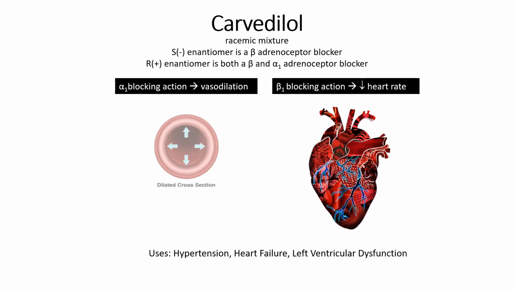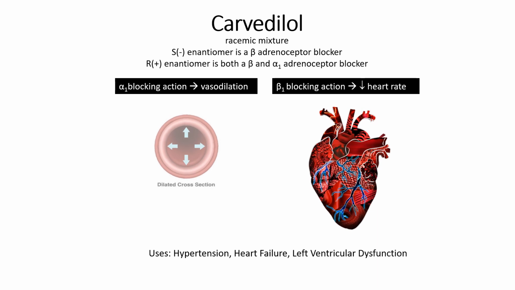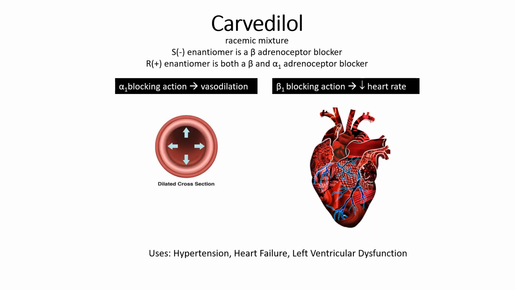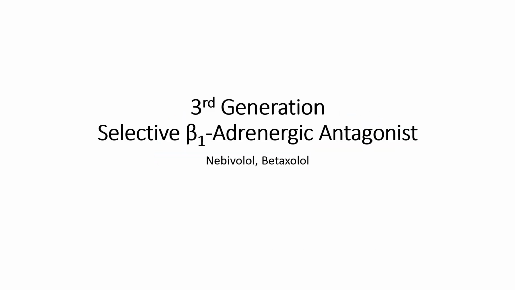Additionally, because it blocks the beta-1 receptors in the heart, it results in a decrease in heart rate as well as contractility. Mainly, carvedilol is used in the management of hypertension as well as heart failure and left ventricular dysfunction. And then we also have the third generation selective beta-1 adrenergic antagonists, for example, nebivolol and betaxolol.